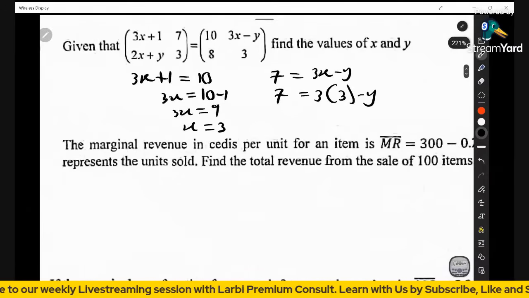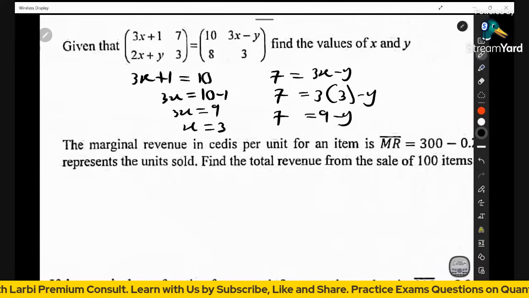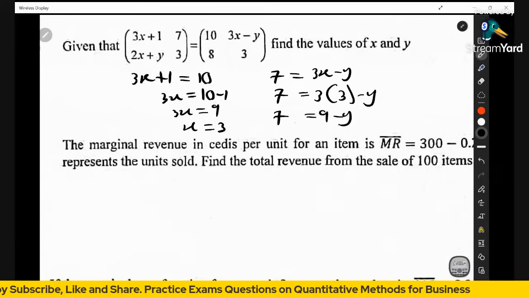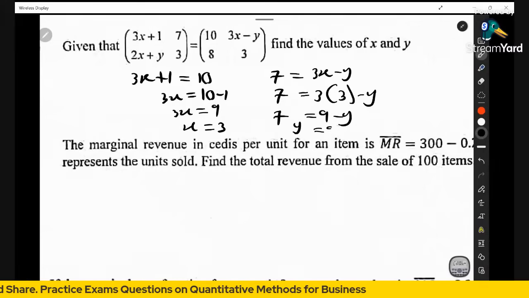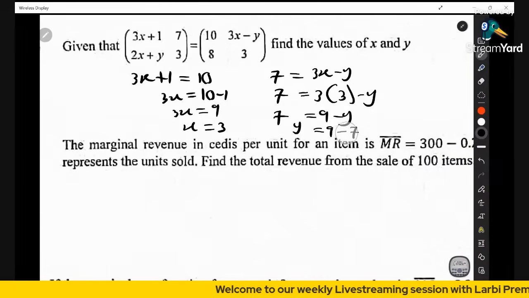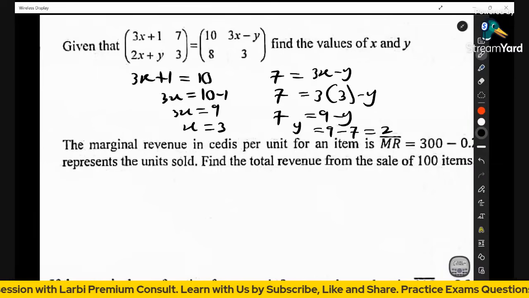Okay, and we should be able to get here to be 7, here to be 9, here to be negative y. So when the negative y finds itself here, that becomes positive, and then you have 9 minus 7. So I'll bring the negative y here to take the place of 7, and then the 7 also joins the 9, making it negative 7. So I'm going to say that y should be equal to positive 2. So therefore, our x is equal to 3, and our y is equal to positive 2.